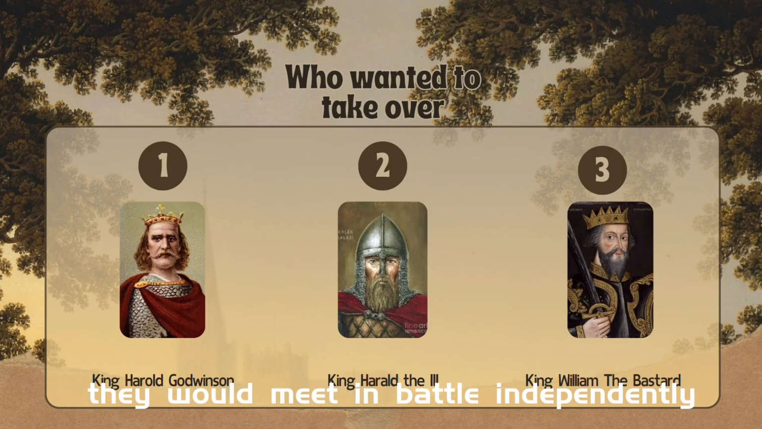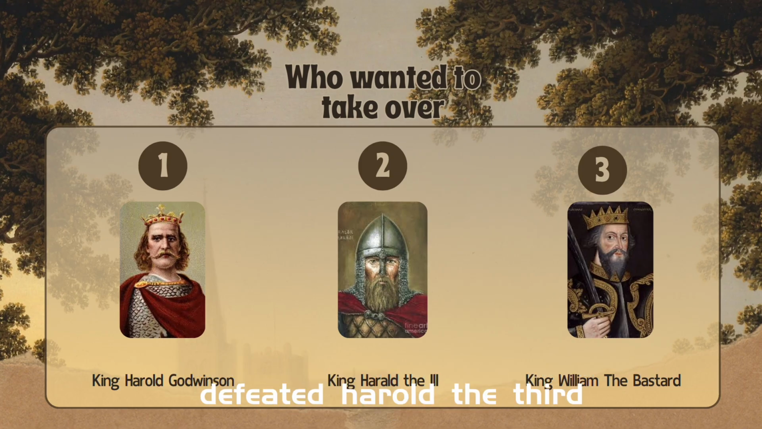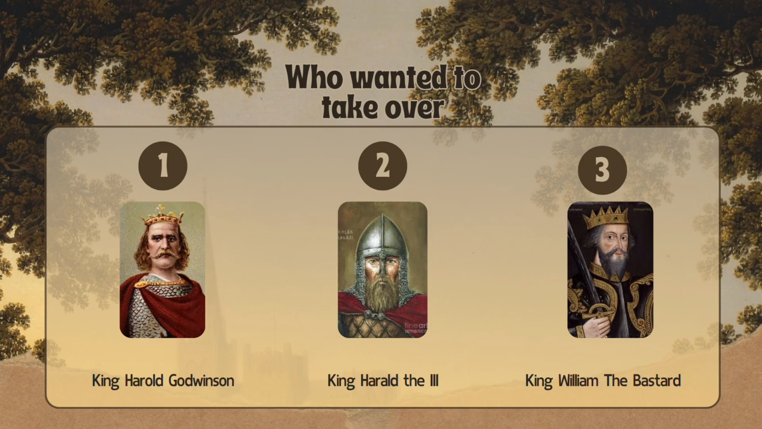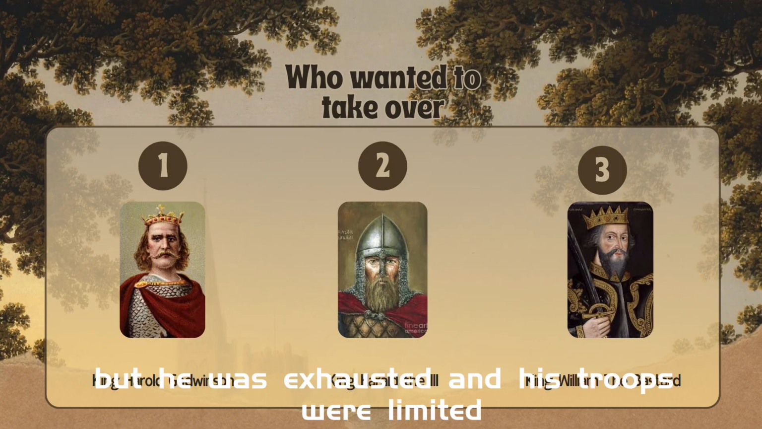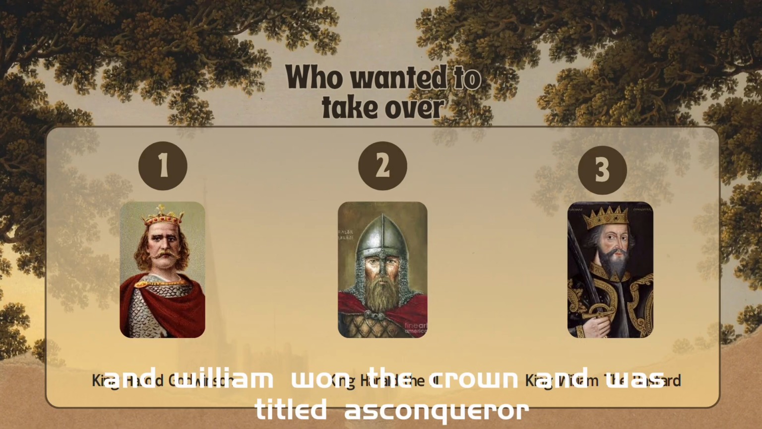They would meet in battle independently in the battles of Hastings and Stamford Bridge. Godwinson defeated Harald III. However, at the same time, William the Bastard invaded from the south in Hastings. Godwinson wanted to fight William, but he was exhausted and his troops were limited. Therefore, Harold Godwinson died at the hands of William's army, and William won the crown and was titled Conqueror.